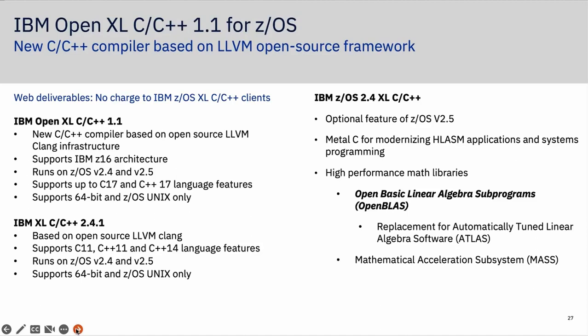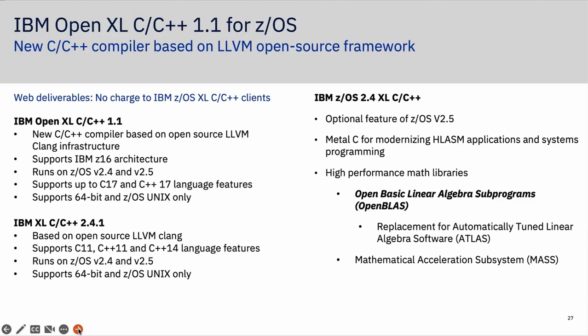So C and C++ version 2.4.1 is an interim hybrid thing, a sort of transition phase where we started using the Clang front end, but we still attach it to the IBM backend, right? And it only supports 64 bits and USS and runs on 2.4 and 2.5. But the value of this is to bring you more up-to-date C++ language features.